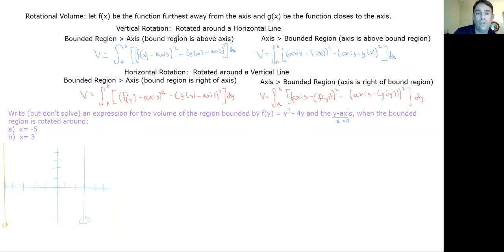So my two functions that I'm dealing with here, first up, we have the x-axis. Well, the x-axis, that's this line right here. And then I have the function, the non-function parabola, it's not a function, the non-function parabola of y squared minus 4y. So that's going to come up here.